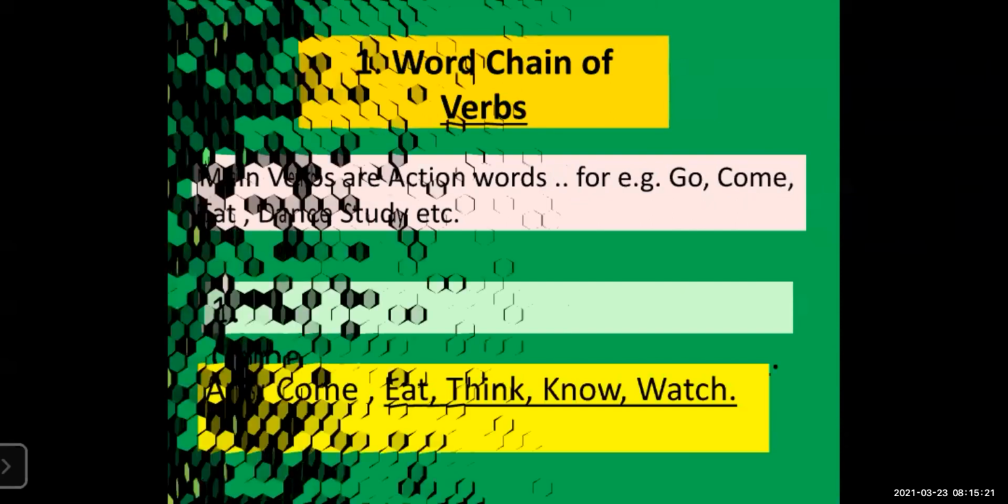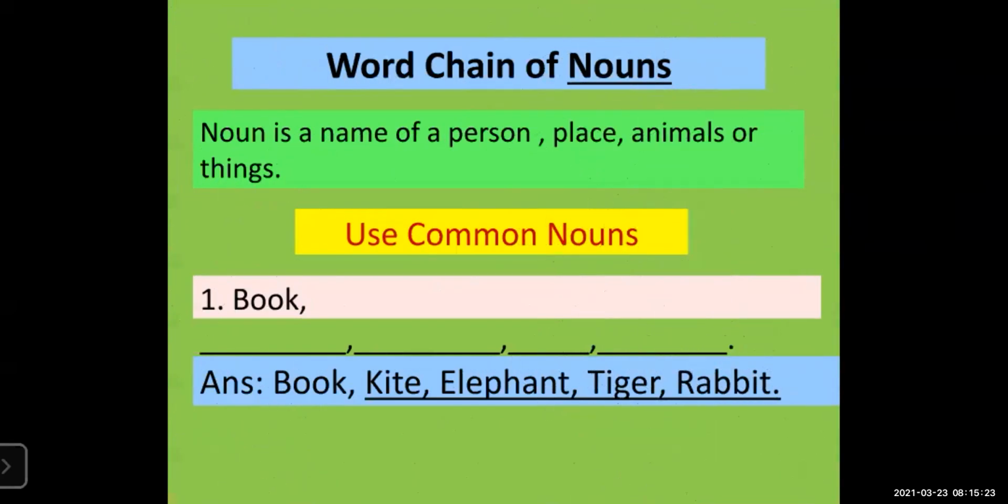Okay. After this, next one is the word chain of nouns. After verbs, the word chain of nouns. Now, what is a noun actually? Just like the word chain of verbs, you have to complete this question also. But here, just like you used verbs only to complete the word chain, same like that, you have to use only nouns to complete this word chain. Just any word you can't use.